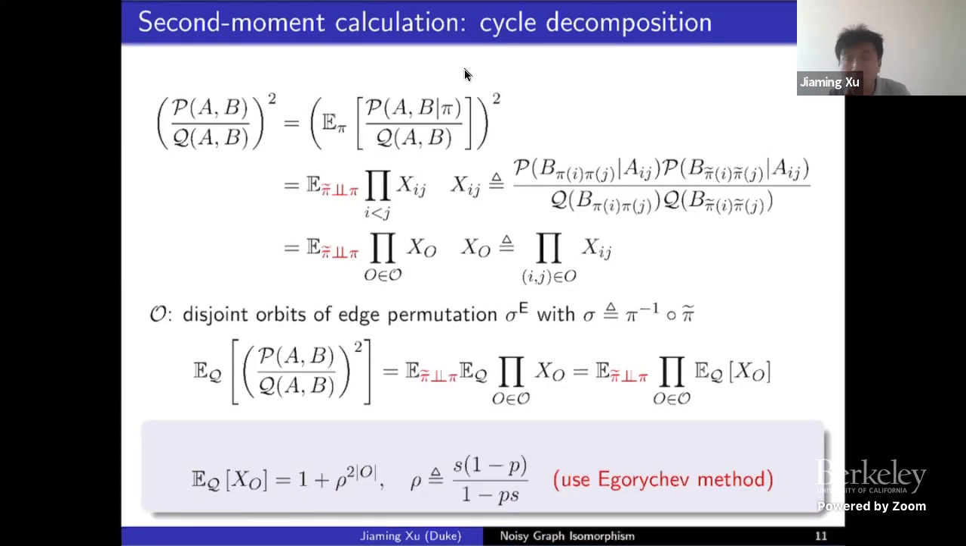So it equals 1 plus rho to the power of 2 times the length of the edge orbit, where rho is just the correlation coefficient. So this means that longer orbits actually contribute less to the second moment. And this we will actually utilize later in our proof. I also mention that to get this expression, we use the so-called Ingster method, which uses the contour integral representation of the binomial coefficient. So that's how we get this formula here.